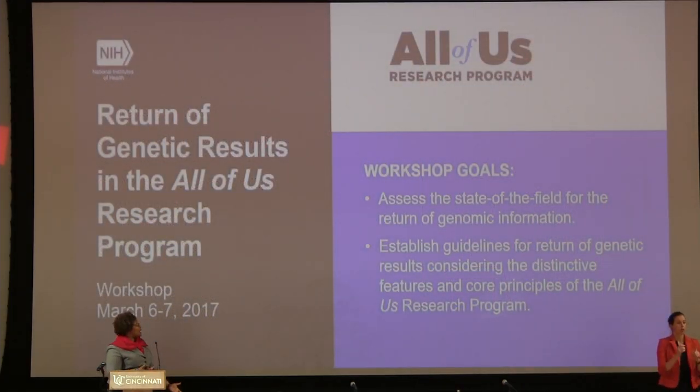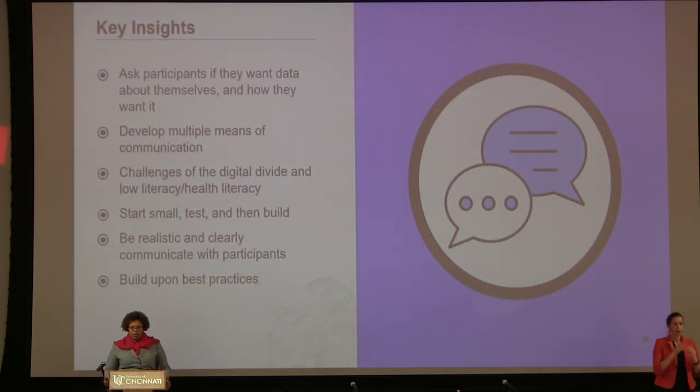One example from among the many activities of the program to engage in serious discussions around these types of questions and to develop approaches to them is the 2017 All of Us Research Priorities Workshop. It was held 2 years ago now, in March 2017 at Bethesda, and the program hoped to assess the state of the field for return of genomic information and to establish basic guidelines for the return of genomic results. Insights from that meeting about how to ensure that results are communicated to participants with different needs, capabilities, and interests were that, first and foremost, we need to ask participants if they want data about themselves and how they want it. We also need to develop multiple modes with which to communicate.